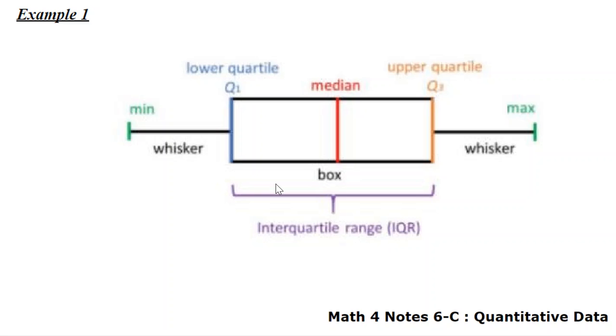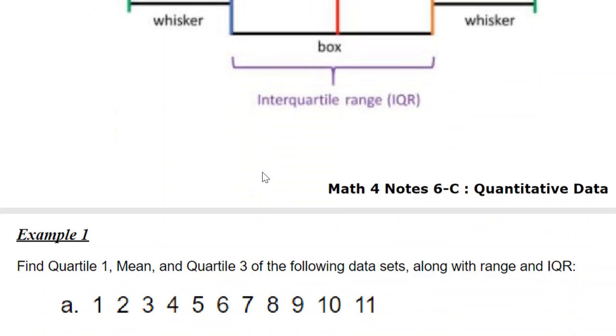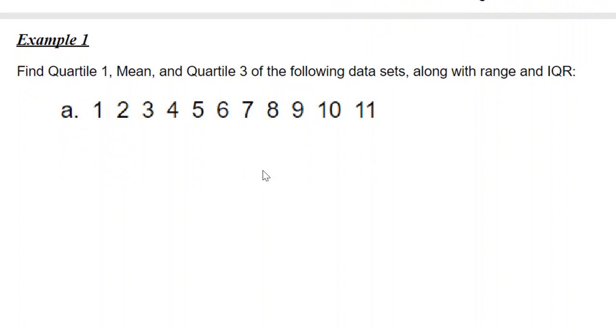Now, one of the things that we're going to be talking about here, one of the ways that we can discuss spread about a data set is with things like the range, which is from minimum to maximum, and the interquartile range, which is from Q1 to Q3. And so we're going to look at some number sets here, and we're going to start asking, how can I identify these things?